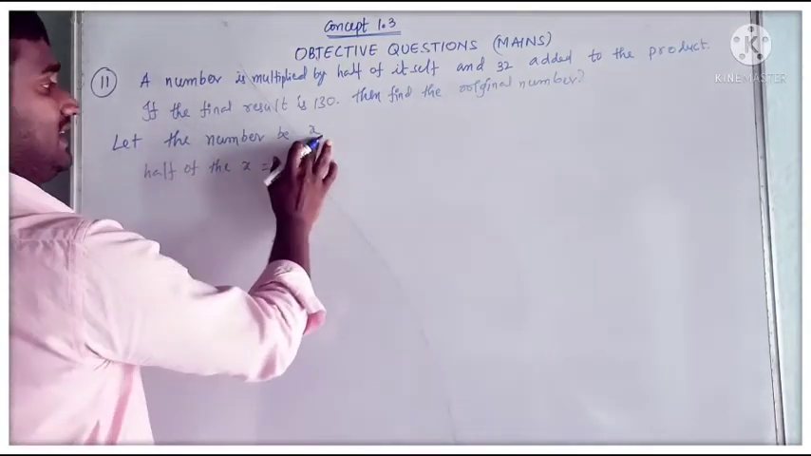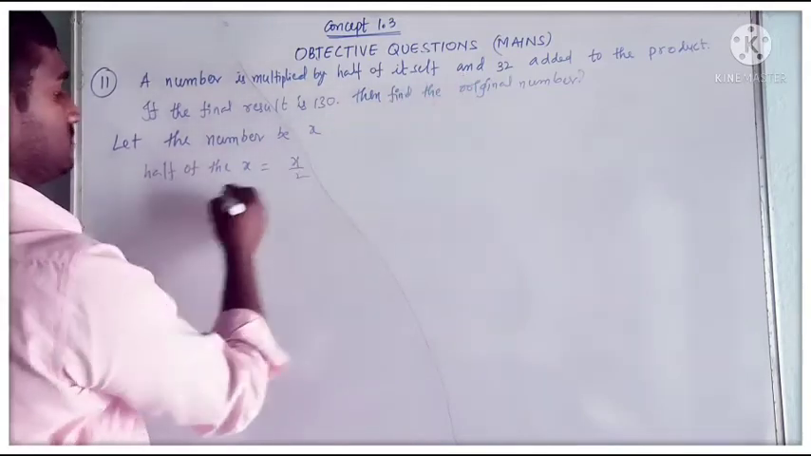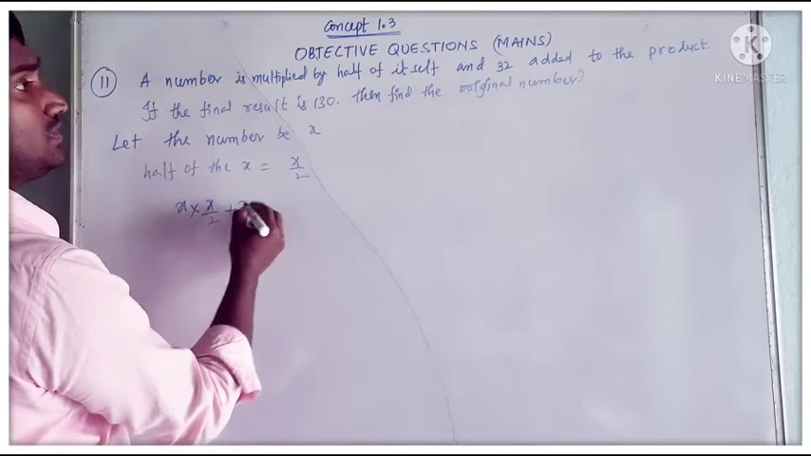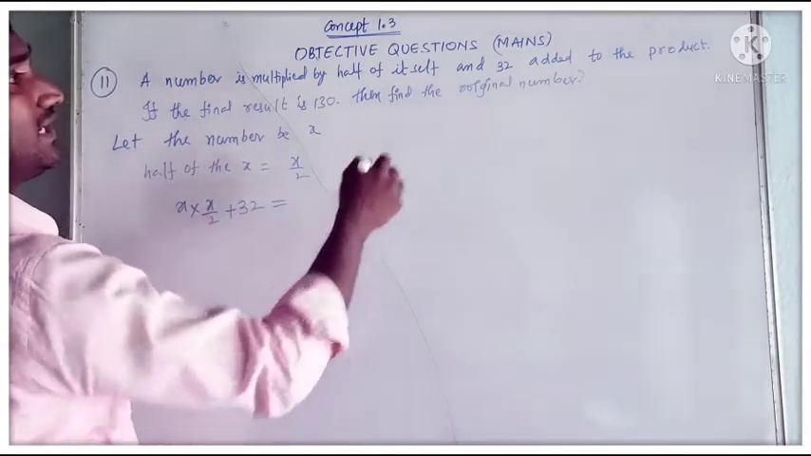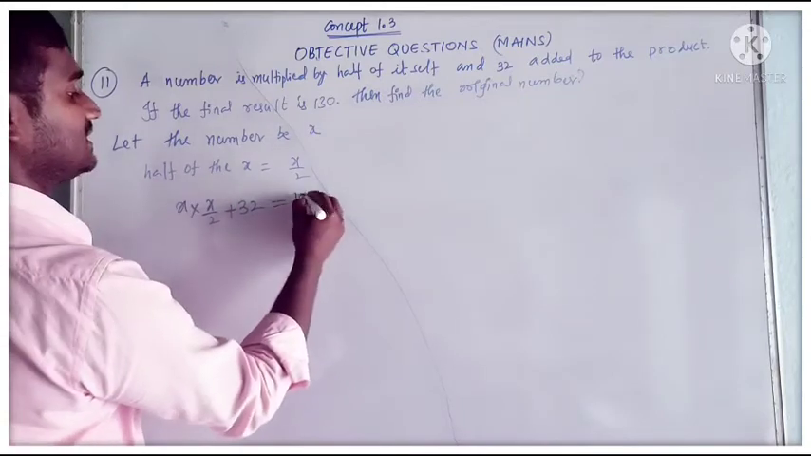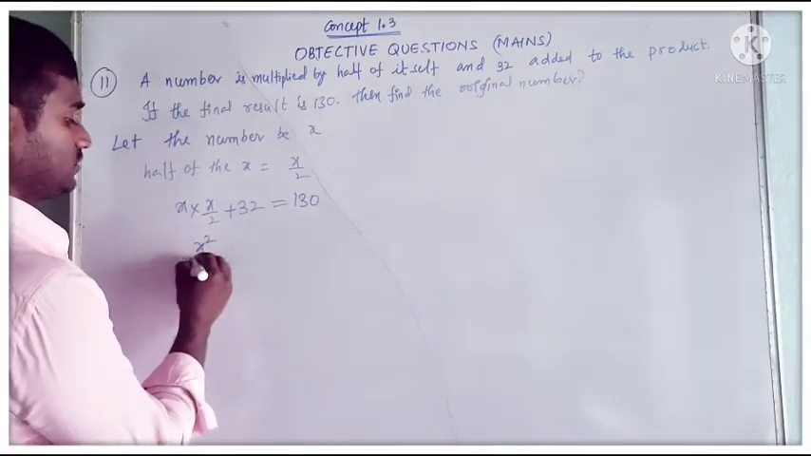So x is multiplied with x by 2 and 32 is added to this product, and the final result is equal to 130. According to the condition, this is the equation. x into x is x squared by 2.